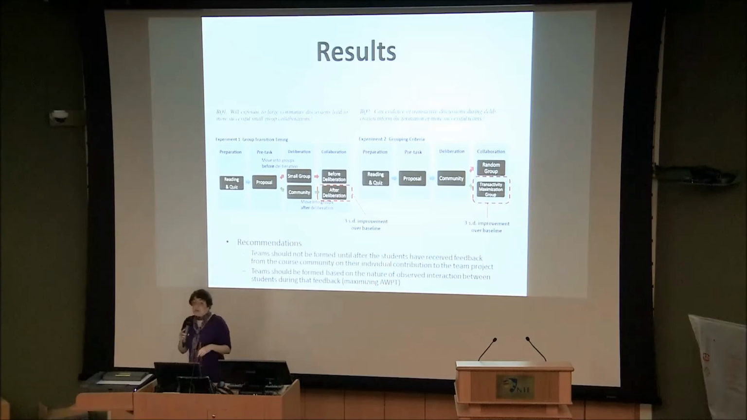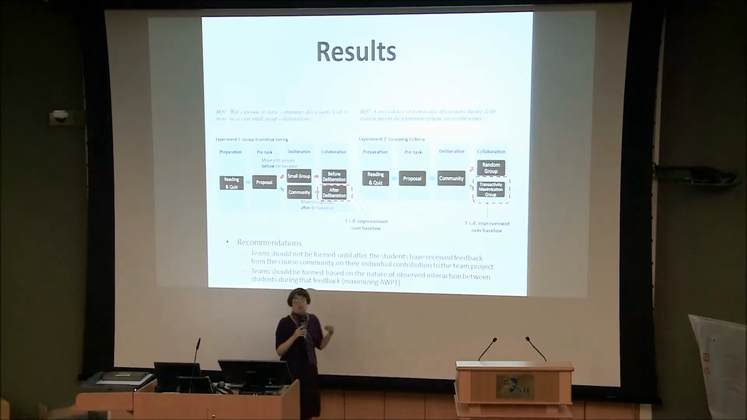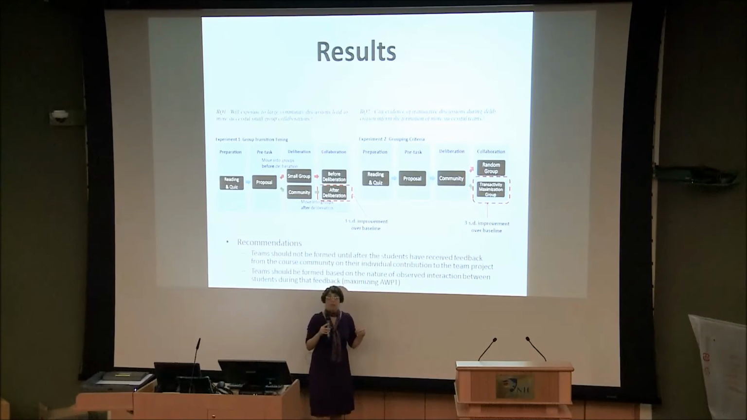In a second experiment, we compared how we were assigning students to their teams. Here, in both conditions, students would have that whole community engagement. But in the control condition, we ignored transactivity when we did the team assignment, and in the experimental condition, we used it as a basis for the assignment to teams.